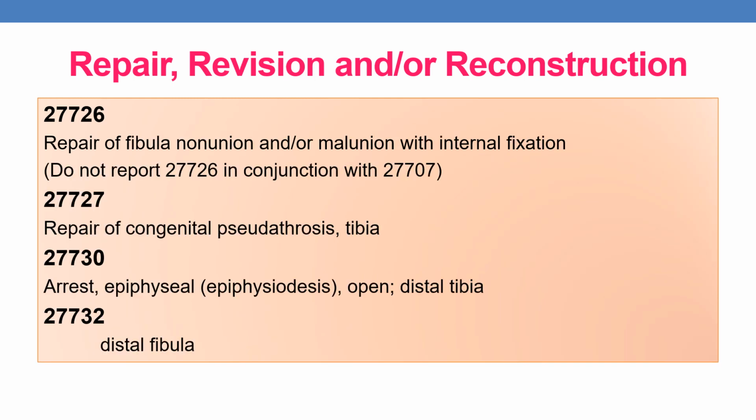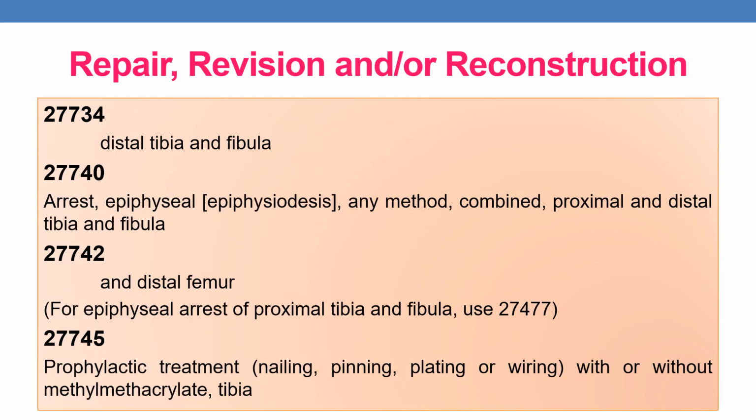The next CPT is 27726. It deals with repair of fibula, non-union and or malunion with internal fixation. And do not report 27726 in conjunction with 27707. The next CPT is 27727. It deals with repair of congenital pseudoarthrosis tibia. The next CPT is 27730. It deals with arrest epiphyseal open distal tibia. And if it is distal fibula, the CPT is 27732. And if it is distal tibia or fibula, the CPT is 27734.